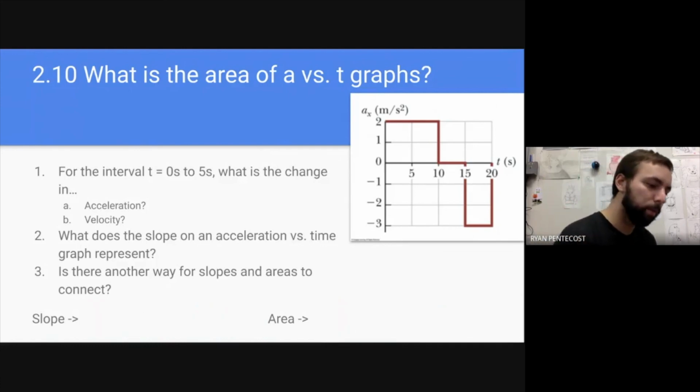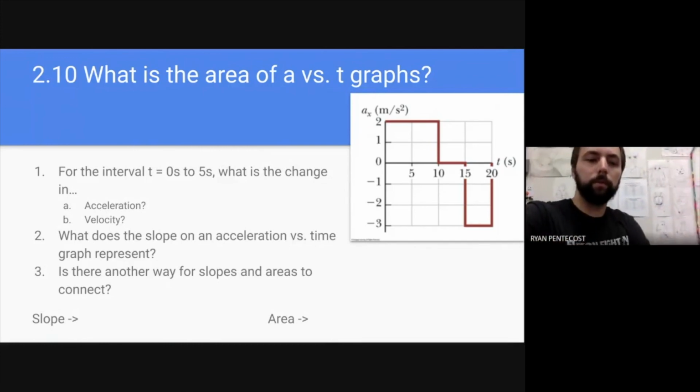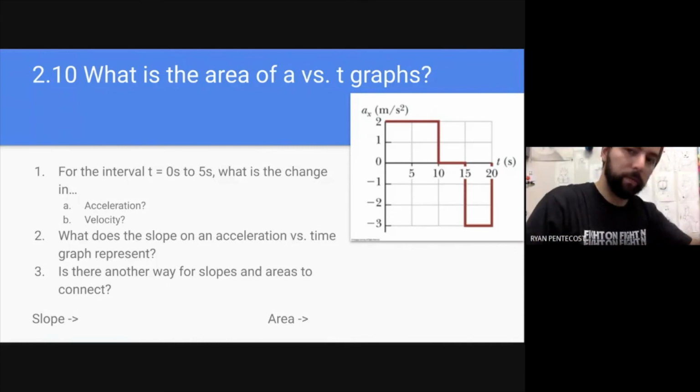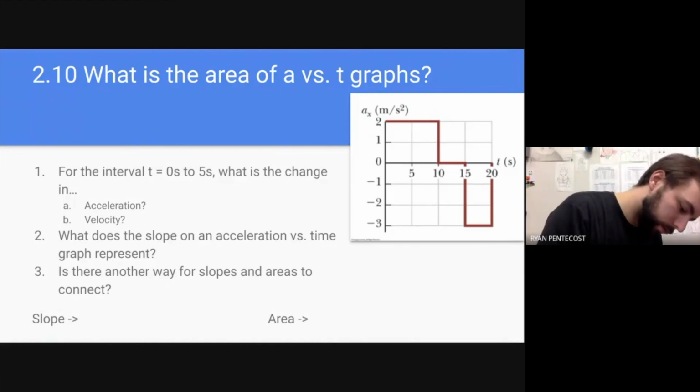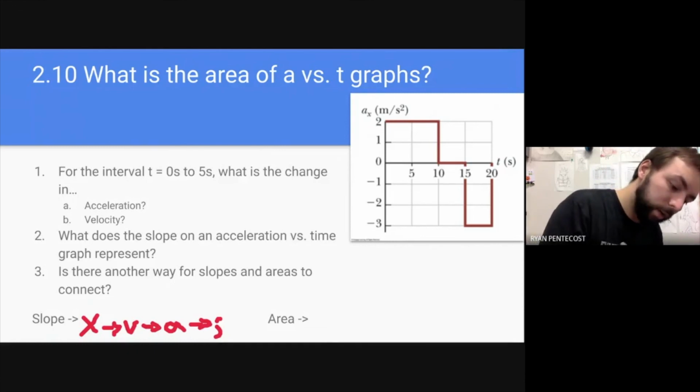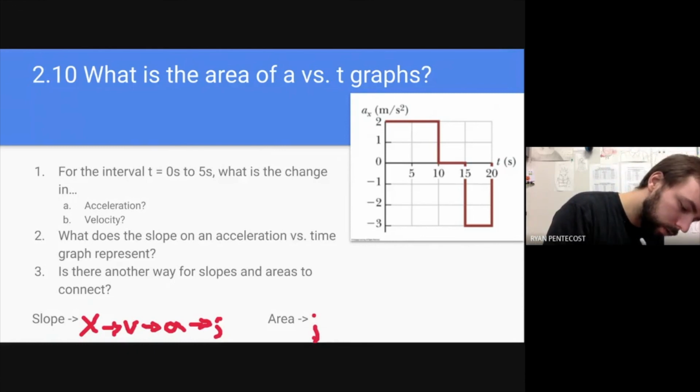And now slope can take you, now this is going to get sloppy. Hang on, let me flip this over, resituate so I can write this in an easier way. Flip, flip, there we go. All right, so slope is position to velocity to acceleration and to jerk. Kind of a sloppy J. Then area does the opposite. You can start at jerk. That'll take you to acceleration, to velocity, then to position.